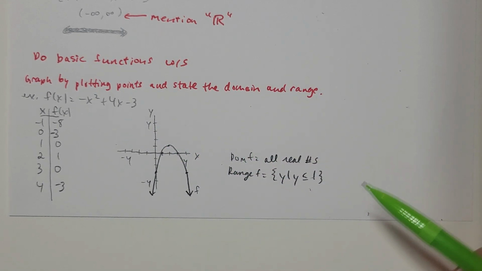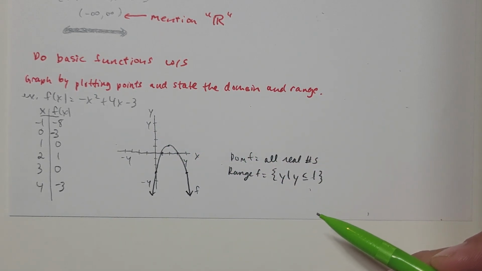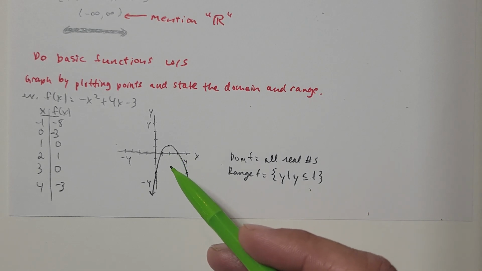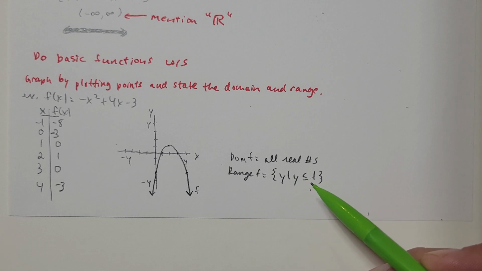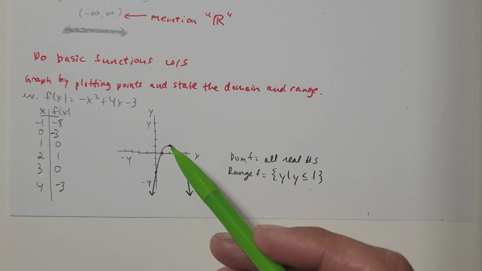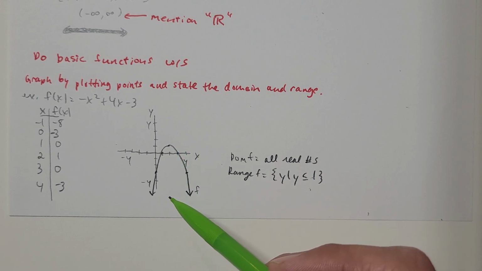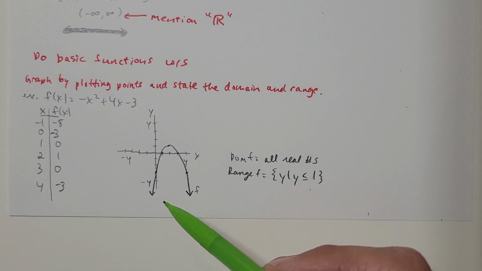So I'd say the set of all y values such that y is less than or equal to 1. Make sure that you're including 1 there, because the point 2, 1, that's the highest point on the parabola. Anything less than that is also going to be on the graph there in terms of the y values.